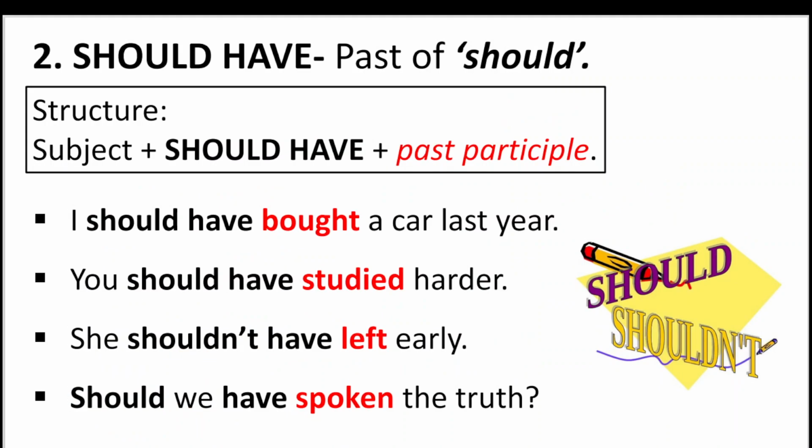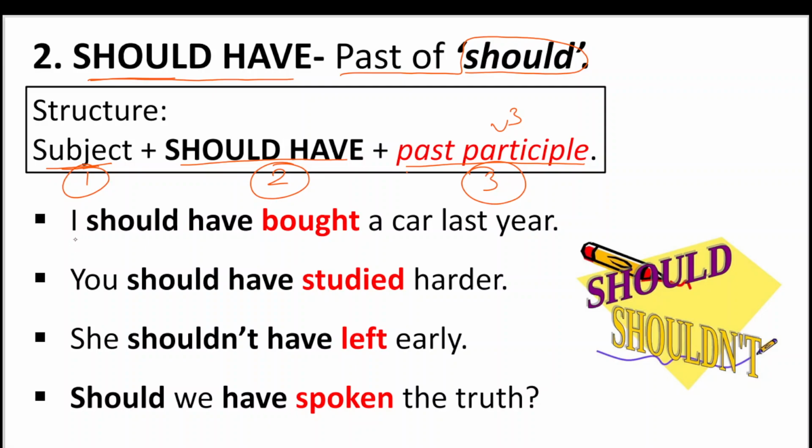Now let's take a look at should have. What is should have? Should have is the past of should. For the structure, first of all we will have to use a subject, and after the subject we have to use should have, and after that we have to use the past participle. This is known as the third form, and we will use this structure while making sentences.